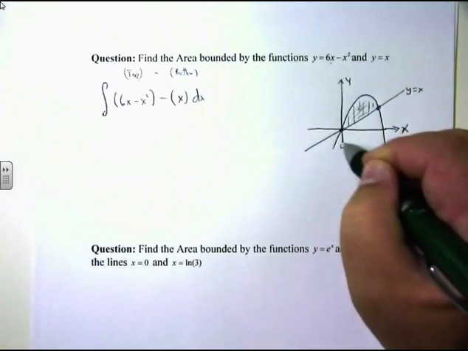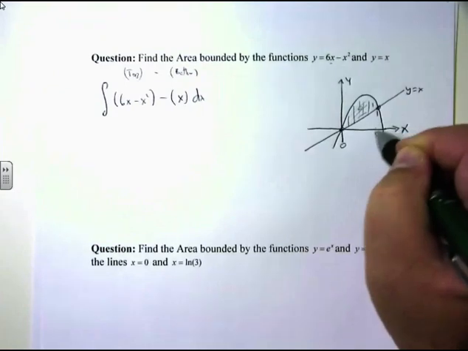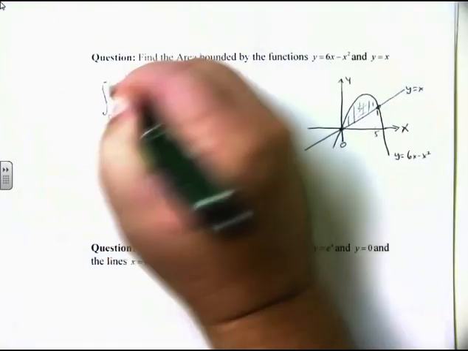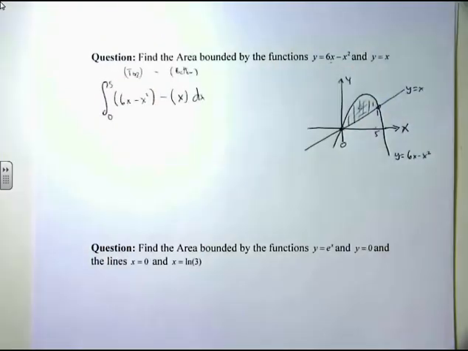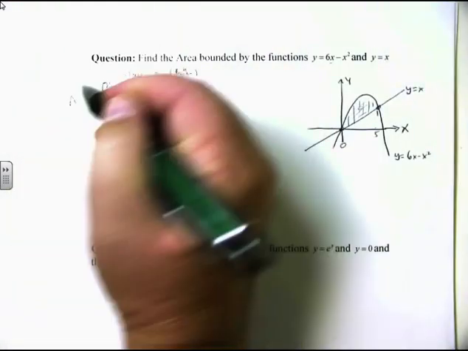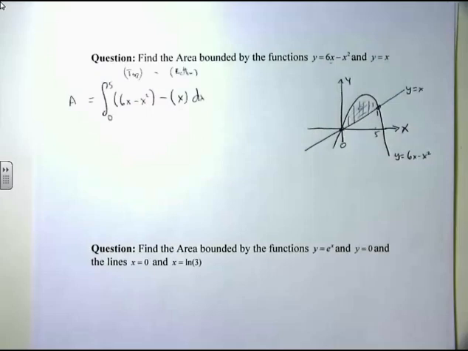And my bounds are, since I'm doing dx, I want my x numbers. This is x equals 0. This was x equals 5. So my bounds are from 0 to 5. So this is the integral that sets up the area between two curves. And that's, again, what a big part of Chapter 7 is all about, emphasizing the applications of the integral.